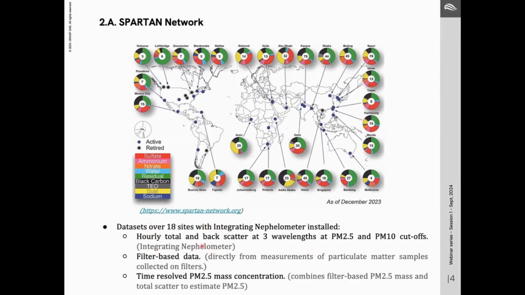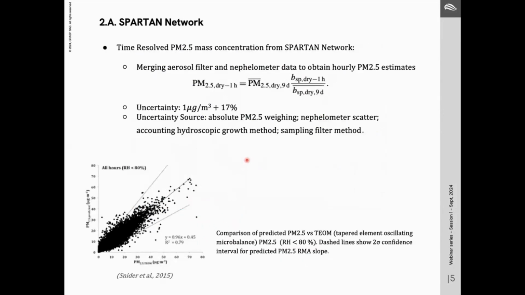And by combining these 2 data sets, the SPARTAN also provides the time-resolved PM2.5 estimates with 1 hour resolution. And the network has validated their PM2.5 estimates with other campaigns, with other methods, and has shown a very good agreement with each other with quite low uncertainty. So overall, the SPARTAN network is very valuable and suitable for our development here because it provides the nephelometer measurements which we can make retrieval with. And it also provides the coincident PM2.5 data, which can serve us as a validation data set for our study.